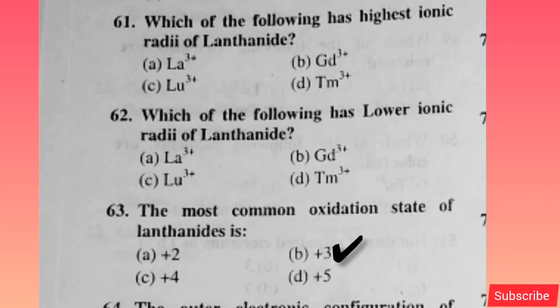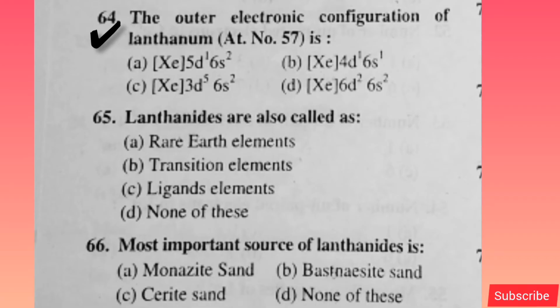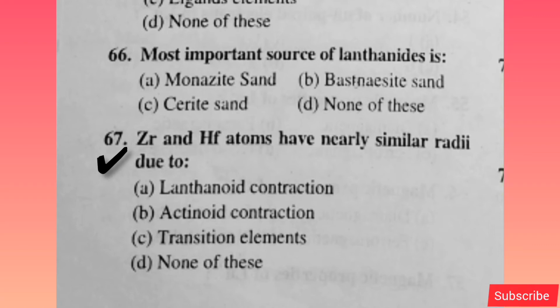Option B is correct. The outer electronic configuration of lanthanum. Option A is correct. Lanthanides are also called rare earth elements. Option A is correct. The most important source of lanthanide, option A is correct. Zr and Hf atoms have nearly similar radii due to lanthanide contraction.